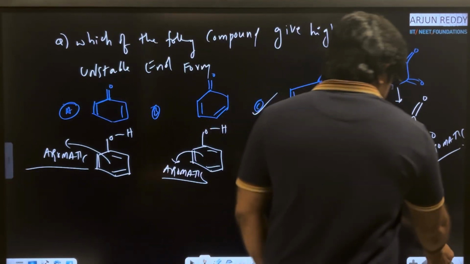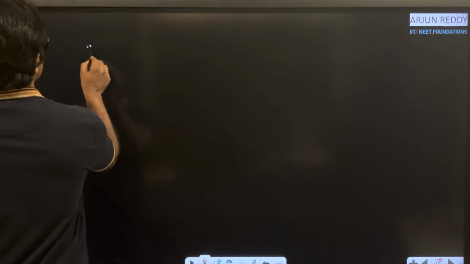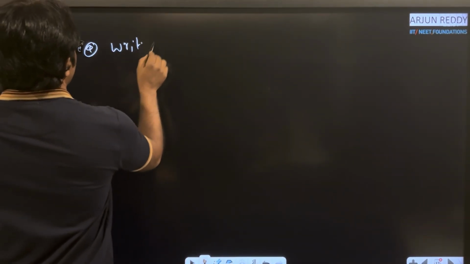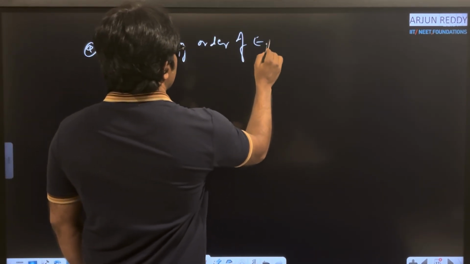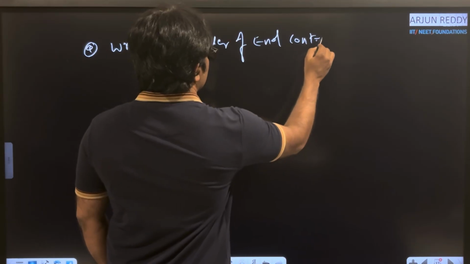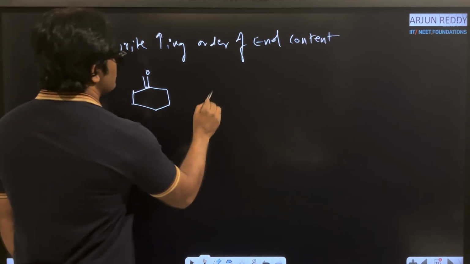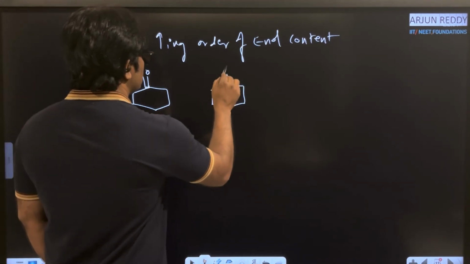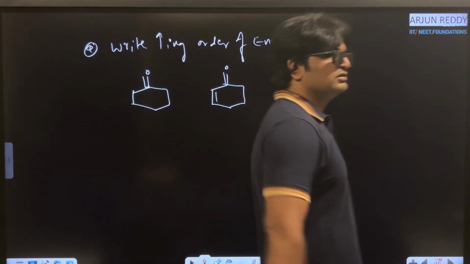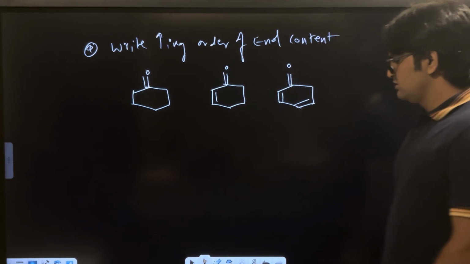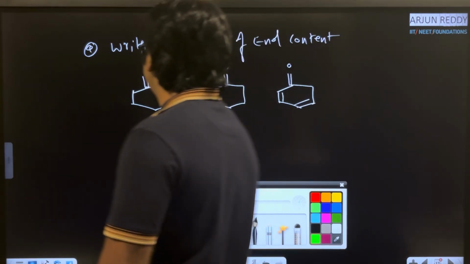And before leaving this session, one more simple question and important also, right? Here our question is, write increasing order of enol content. Increasing order of enol content. I am taking examples like this: C double bond O, second molecule pi bond, double bond O. That is the question. What is the right answer? Just you write the enol forms, you will get the idea.